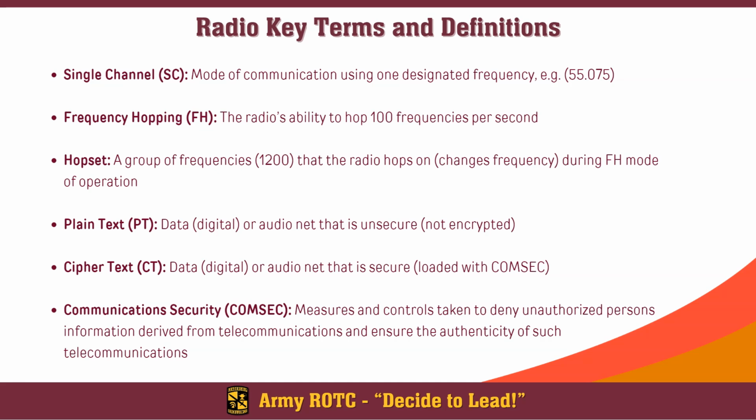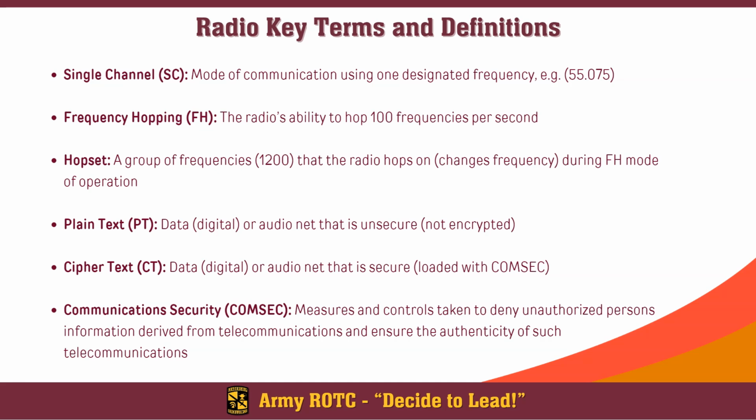So we talk single channel. That's that mode of communication that uses one designated frequency. So for example, 55075. Now, frequency hopping, that's really talking about that radio's ability to actually hop 100 frequencies per second. And then we move into this idea of hop set, which is a group of 1,200 frequencies that the radio hops on or changes frequency during the FH or frequency hopping mode of operation. So when you're in frequency hopping mode, they're using a hop set of 1200 frequencies that they regularly go through.